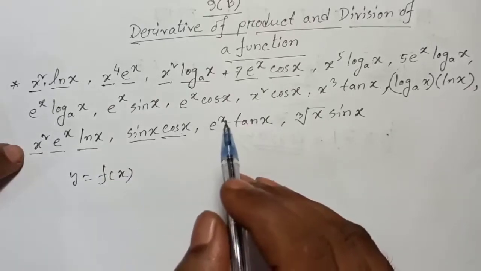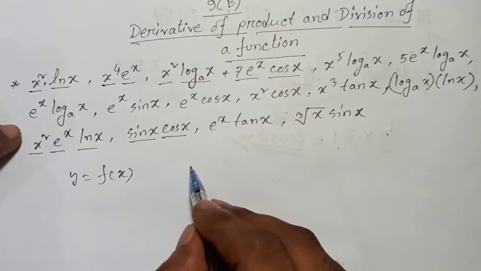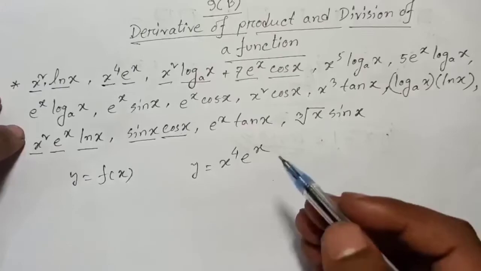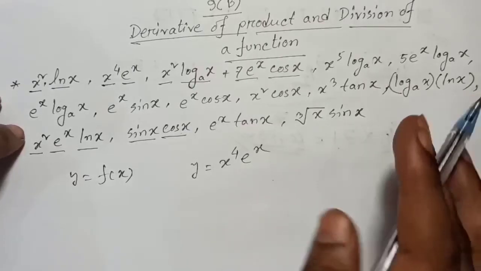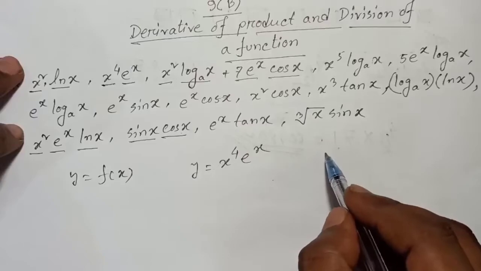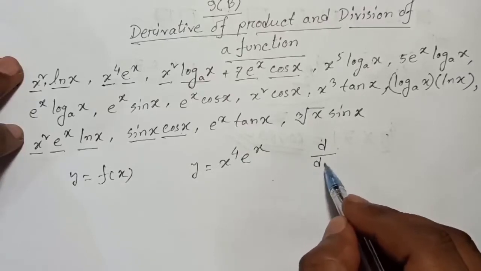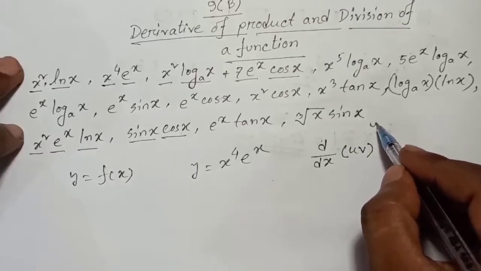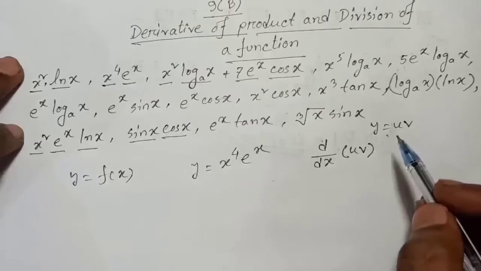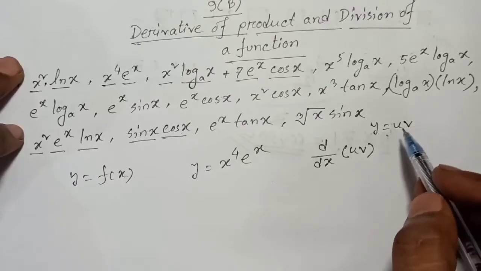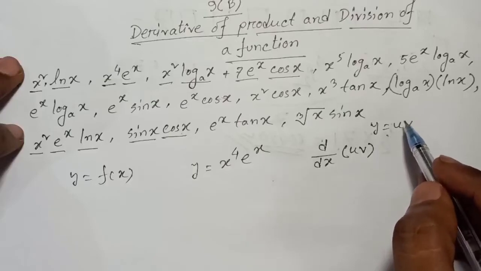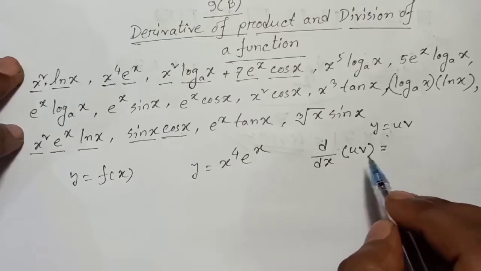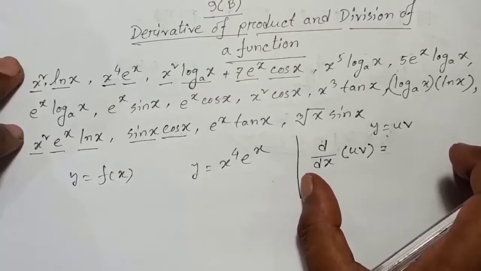So let's have an example like y equal to x to the power 4 e to the power x. There is a formula: d/dx of uv. Suppose a function y equal to uv, then we have to differentiate y, so we can write d/dx of y equal to d/dx of uv. So here it is the formula basically.